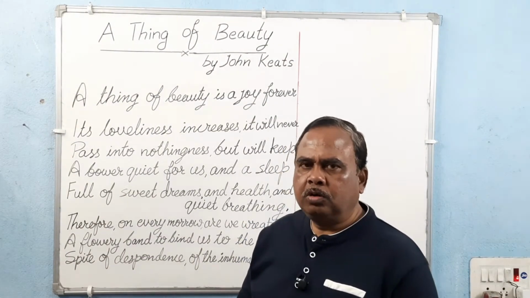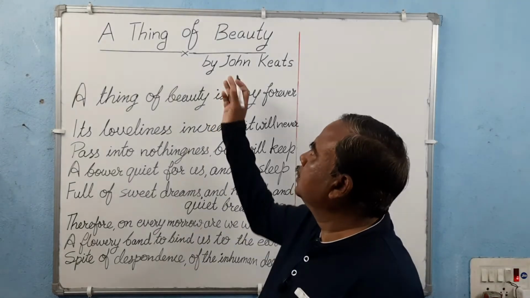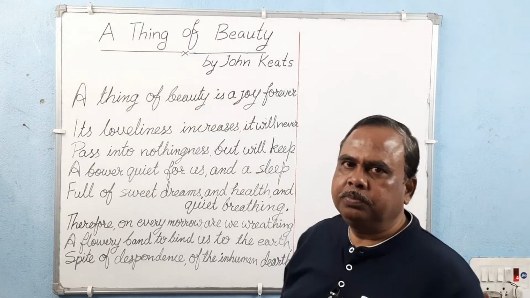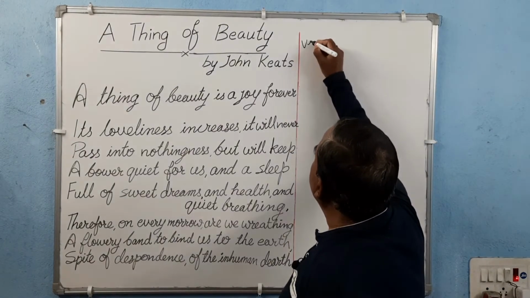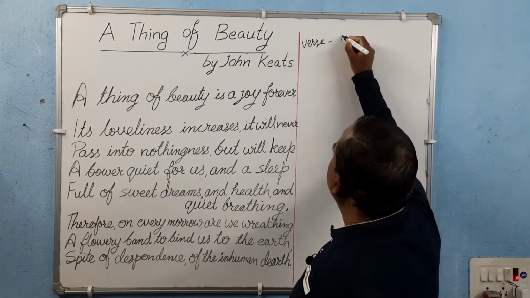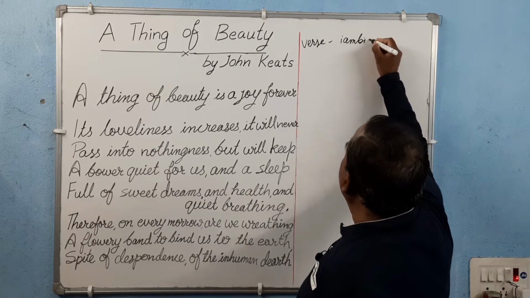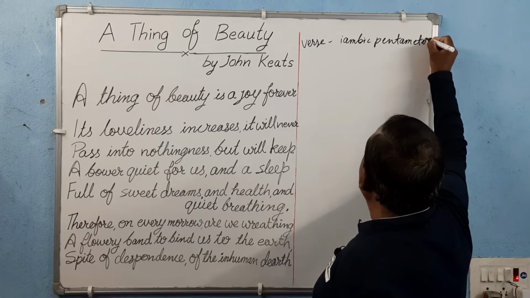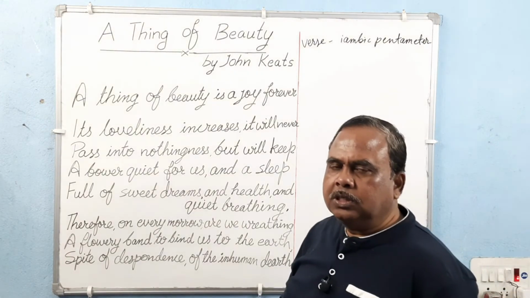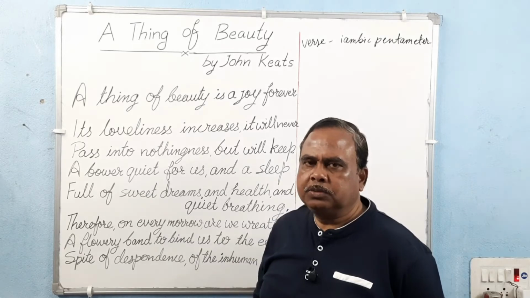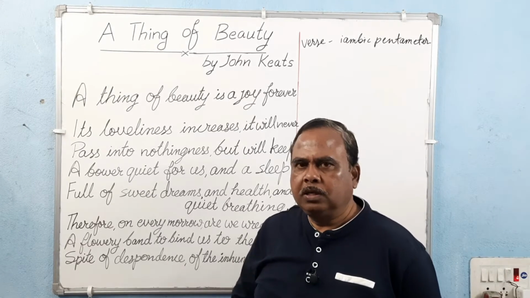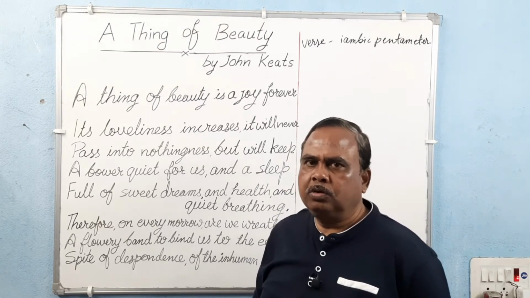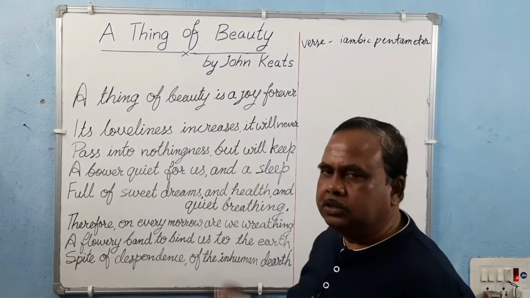Today we are going to take all poetic devices in the poem A Thing of Beauty by John Keats. The verse of this poem is iambic pentameter. This poem is written in rhyming couplets. Rhyming couplets means the rhyme scheme of the poem is A, B, B, C, C, D, D, and it goes on. So let us take all poetic devices in stanza 1.